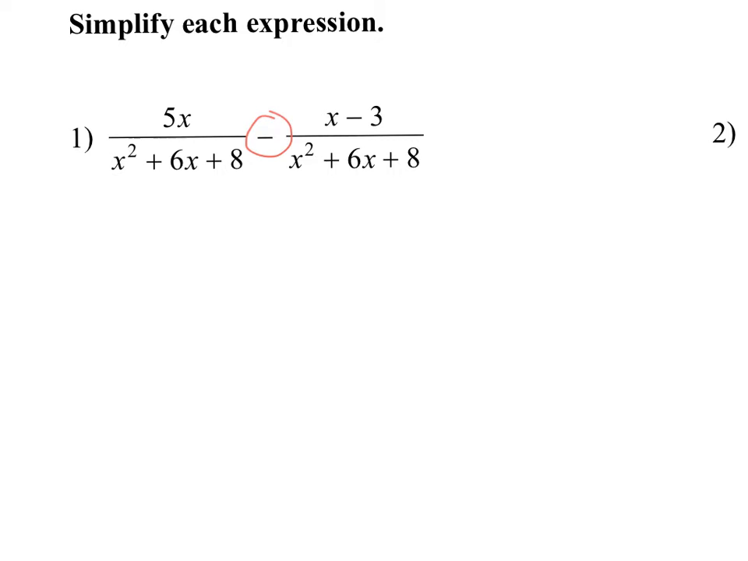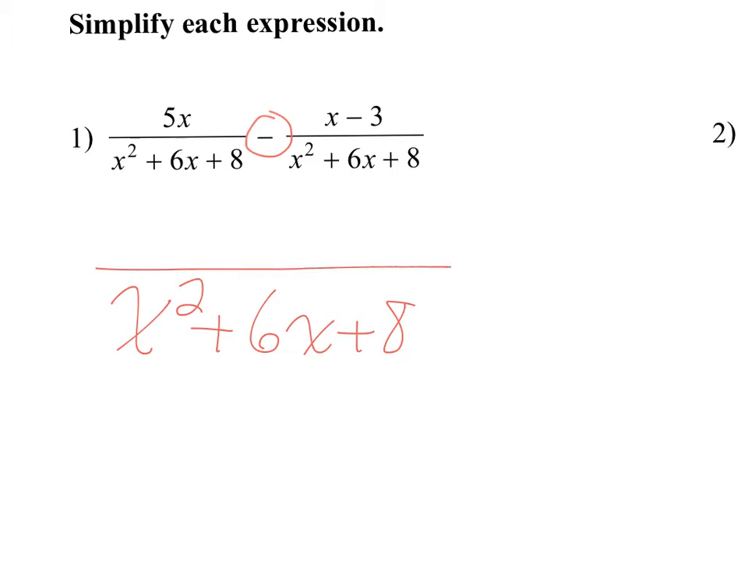Roll with it. Let it happen. So we're going to have x squared plus 6x plus 8 as our denominator. And then in the numerator, we're going to have 5x.